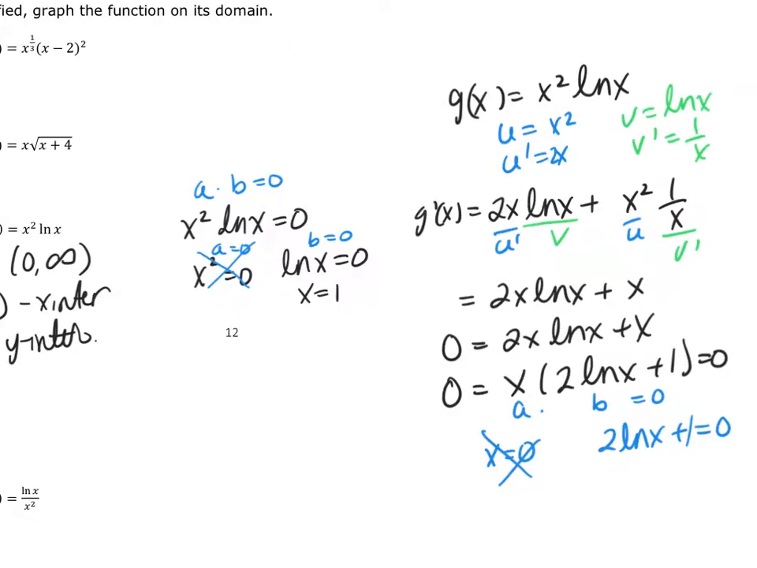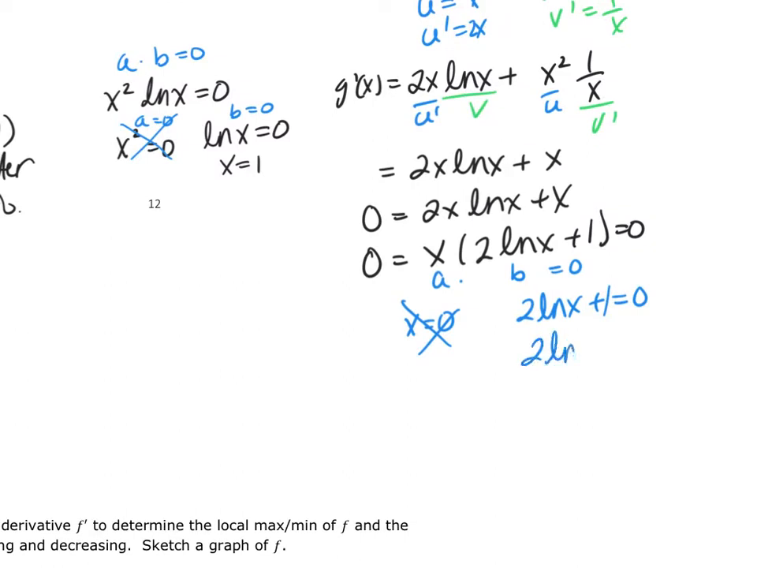So the only one we have to worry about is 2 times the natural log of x is equal to negative 1. The natural log of x is equal to negative 1/2. I'm going to write this in its equivalent exponential, so e raised to the negative 1/2 is equal to x. So now I have my critical point. I only have one critical point, and that's at e raised to the negative 1/2. So I found my critical point.